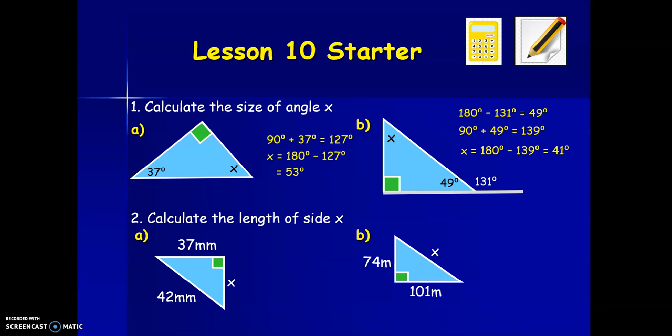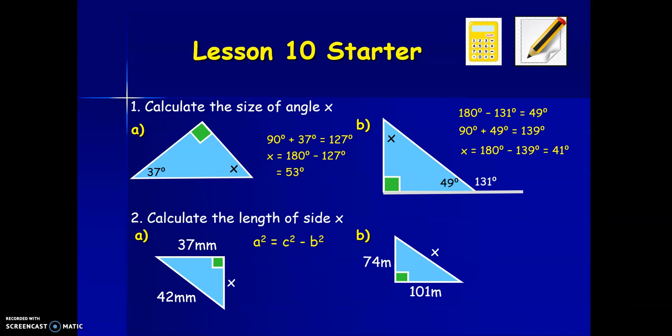For question 2, again, we have two right-angled triangles, but this time we know two sides and are being asked to find the third side, so our method is Pythagoras. So looking at example A, the side opposite the right angle is known, so that means X is one of the shorter sides, so we have to use the subtract version of Pythagoras.